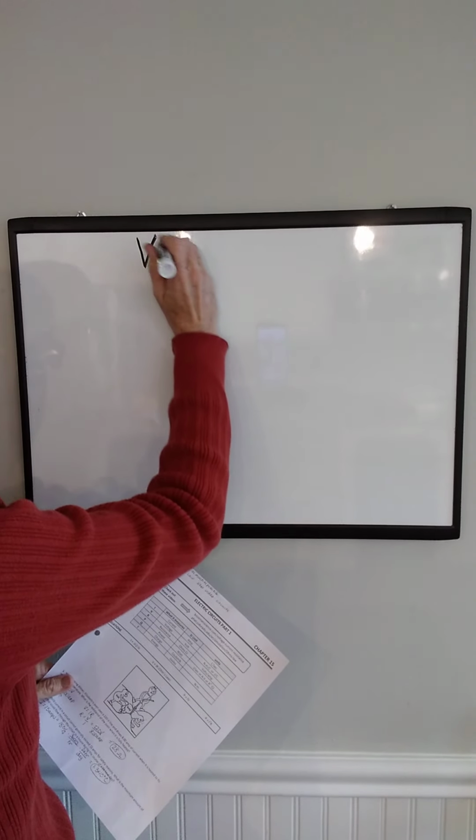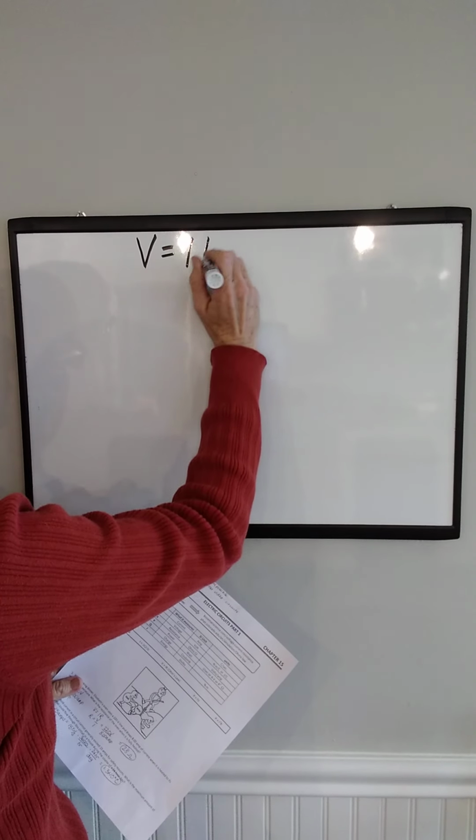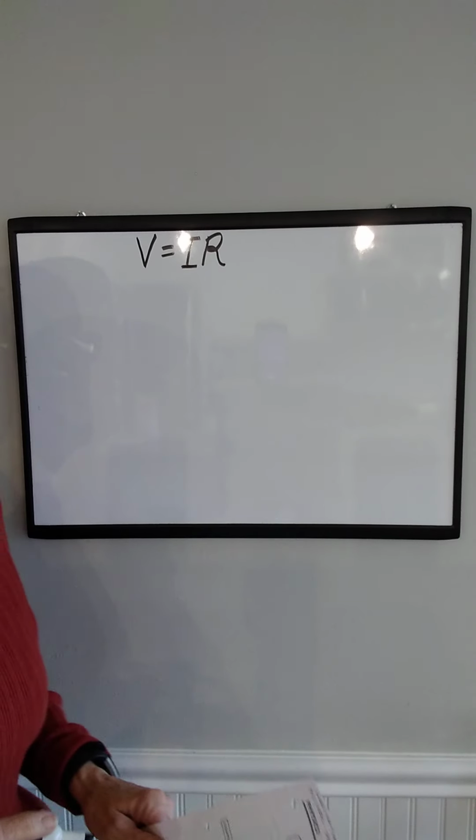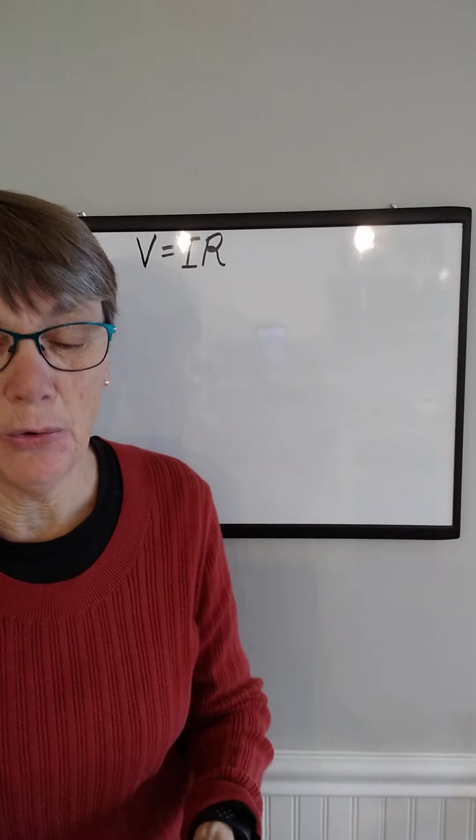Okay, also at the top of this worksheet, I've listed all the variables that have to do with electric circuits. You can refer to this. It lists all of the units associated with the variables. The most important equation that we need to talk about today is Ohm's law, and it's voltage equals current times resistance. And I'm going to go through each of those a little more thoroughly here.